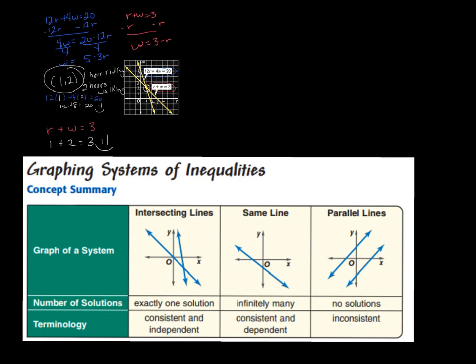In summary, for graphing a system of linear equations, it can cross once and be consistent and independent. It can lay on top of each other. There are an infinite number of solutions. It's consistent and dependent. Parallel lines do not cross. So there is no solution, and they are considered inconsistent.